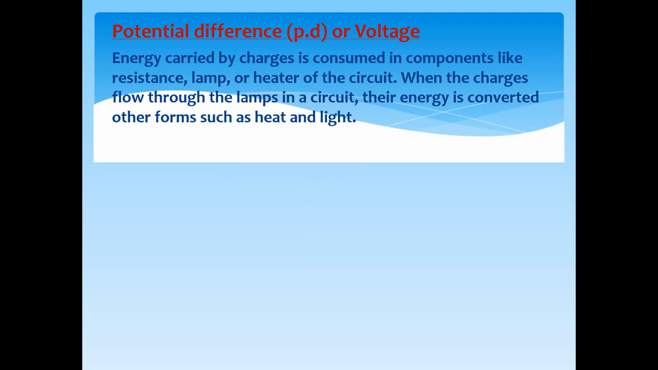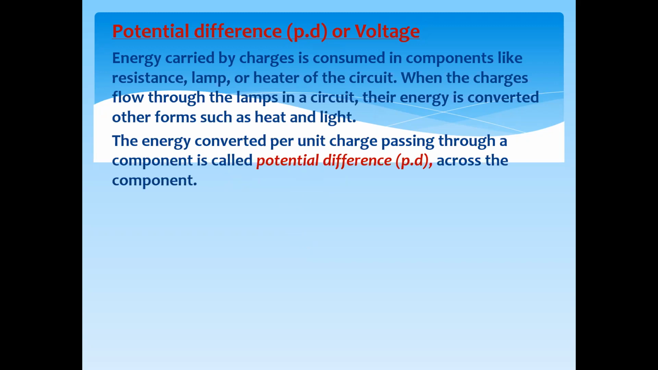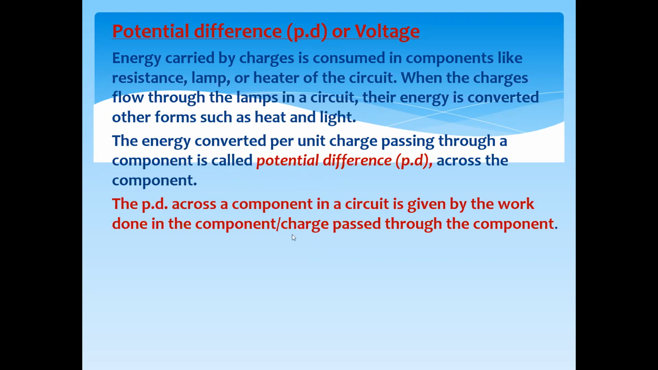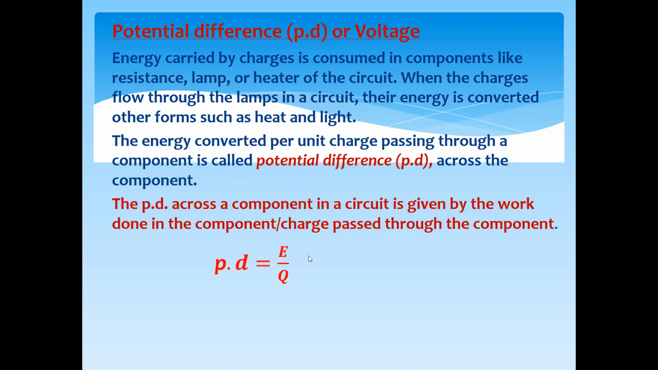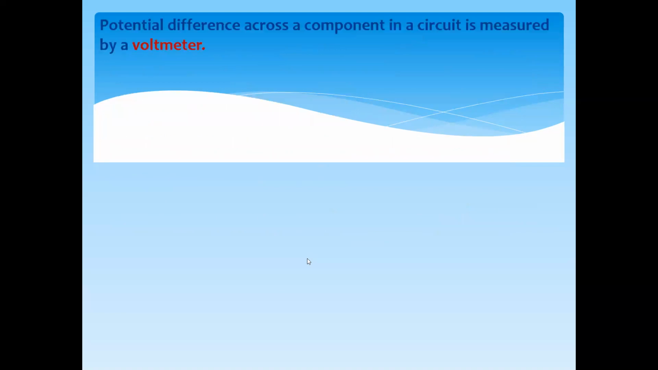When the energy carried by the charge is consumed in the component, so when the charge flows through the lamp in the circuit, its energy is converted to other forms such as heat and light. So the energy converted by 1 coulomb of charge is known as potential difference, or PD. Potential difference is given by the work done in the component by the charge when the charge is passing through the component. The potential difference is also energy divided by charge. The unit is joules per coulomb, or volts. So EMF and potential difference both have the same units.